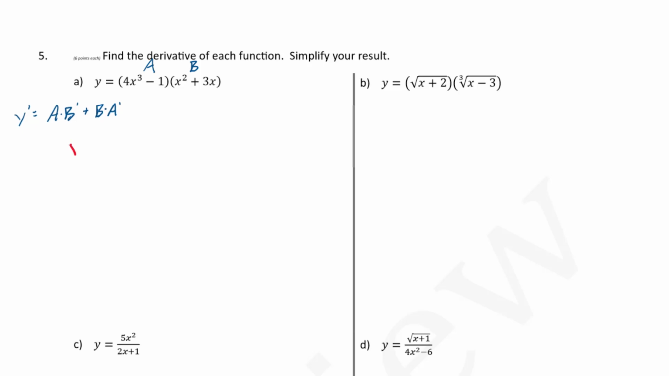So if we go ahead and do that really quick here, my A is going to stay the same, so 4x cubed minus 1 is going to stay grouped up, then times the derivative of B, so x squared would turn into 2x, plus 3x will turn into just a plus 3. Then I've got added with B times A prime, so my B this time is staying put, x squared plus 3x. And then times A prime, well, the derivative of that looks like it's just going to be 4 times 3 is 12, x, and then the new power is a 2, and then the constant turns into 0.